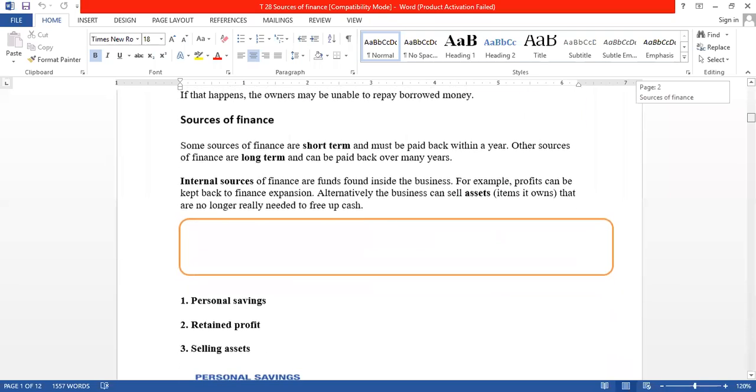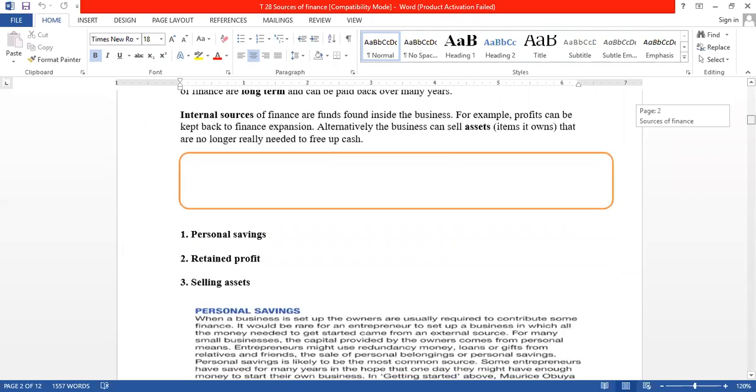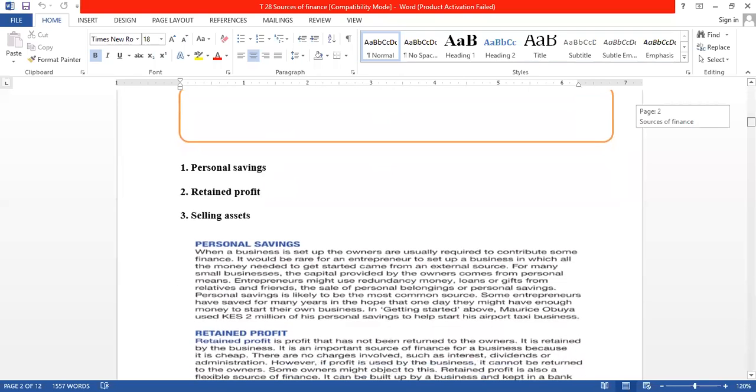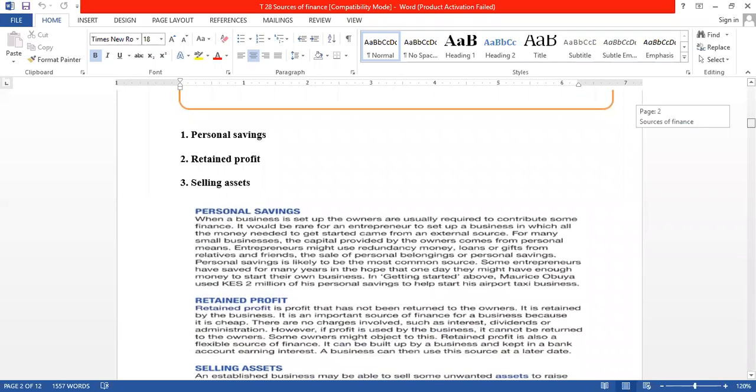And after that we talked about what is internal source of finance and external source of finance. Internal means funding generated from inside the business or within the business. And then we talked about the 3 internal methods available: personal savings, retained profit, and selling assets. So the personal savings main advantage is there is no burden, it is a very cheap method, and there is no need to pay interest, right? No administration costs, and it is a quick method.